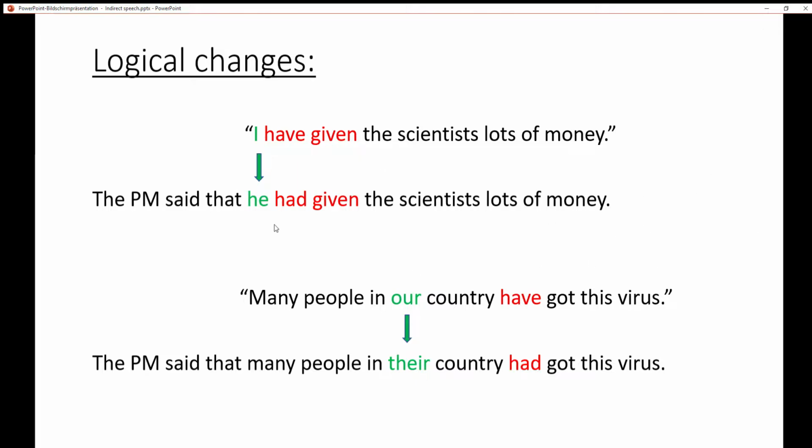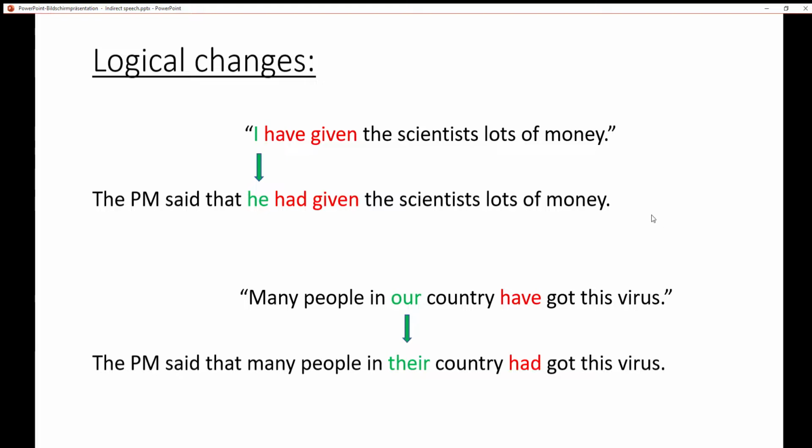Obviously, you have to change that because he's talking about himself and you're talking about him, and you have to use a different personal pronoun here. Same goes for this sentence. Many people in our country have got this virus. Now, it's the Prime Minister talking about Great Britain. Imagine, though, this is an American reporter writing it down. The American reporter can't write our country because it's not her or his country, it's somebody else's country. So again, there has to be a change in the sentence here that is simply logical. The PM said that many people in their country had got this virus.